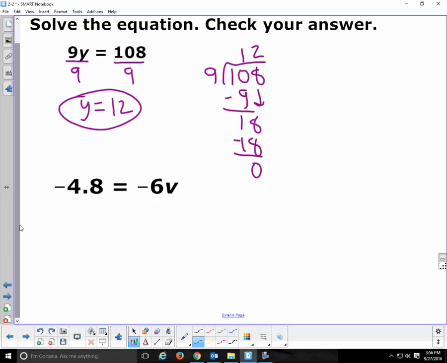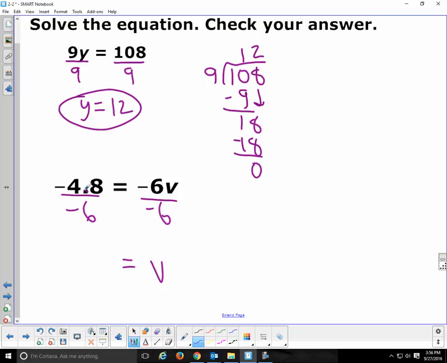And the last one here, again, it's negative 6 times v. So we divide by negative 6, divide by negative 6. Again, negative 6 divided by negative 6 is 1. So I have 1v left over. Perfect. And before I even do division, negative divided by negative is positive. They're the same sign, and we're dividing, so I have a positive answer.